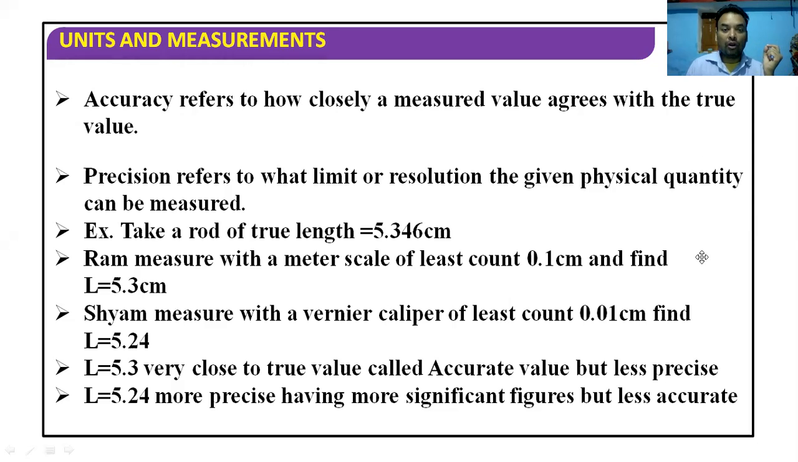Accuracy refers to how closely a measured value agrees with the true value. It means whatever the measured value of any physical quantity is, if it is close to the true value, then it is said to be the accurate value. But what is the meaning of precision? Precision refers to the limit or resolution.